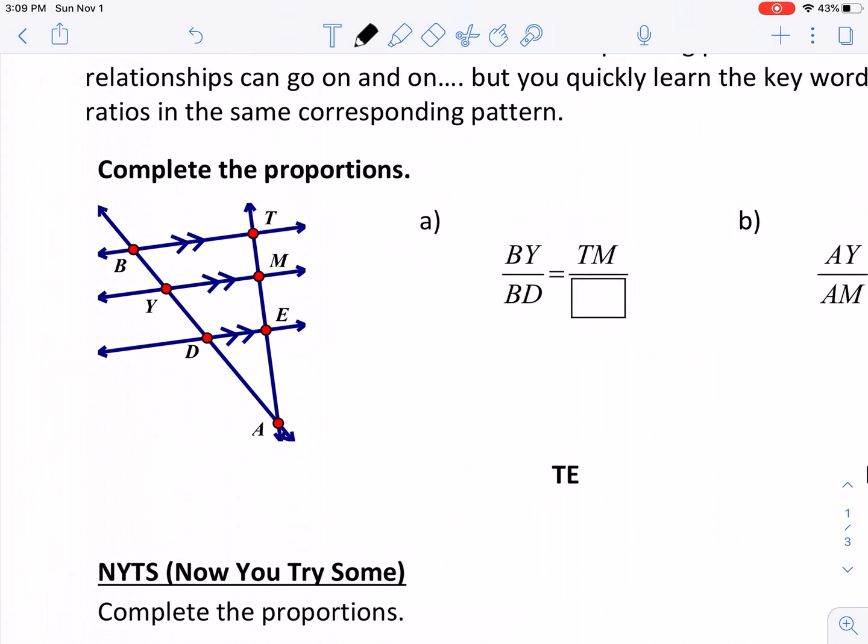Okay, now first of all, let's be able to recognize what the corresponding parts would be. In this example, it says we want to find the missing piece over here, the missing part that should make these two ratios, this statement, true. So it says BY over BD. Well, if they're giving us TM over here, shouldn't the corresponding part be TE? Yeah, and that's what they're saying here, TE. So BY over BD is the same thing as TM over TE.